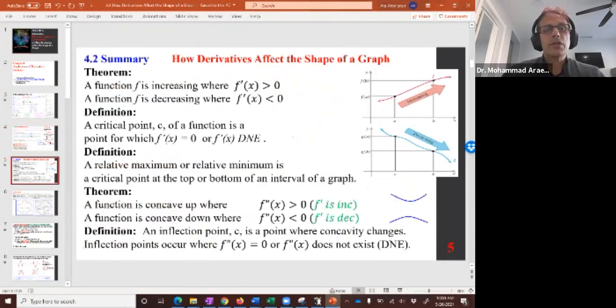The summary of the section: a function is increasing where f prime is positive, decreasing when it's negative. A critical point and definition was given previously. A relative max or relative min is a critical point at the top or bottom of an interval of a graph. A function is concave up where f double prime is positive, and it's concave down where f double prime is negative.